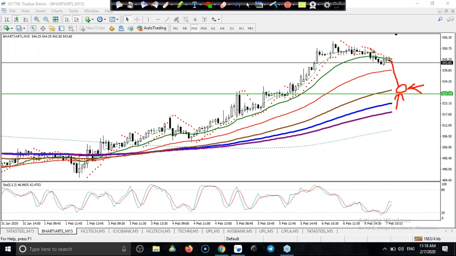Now most of the people are thinking, hey, from this area to this area, it's just too big. All right, so how can I miss that opportunity? We are looking for buy. Remember, we are looking for buy. If I'm not getting any opportunity, we'll leave the market. This script, Bharti Airtel, we'll find another script. Does that make sense?